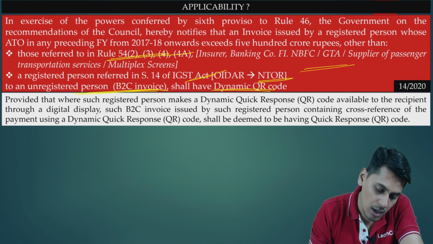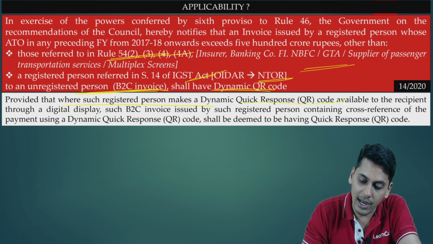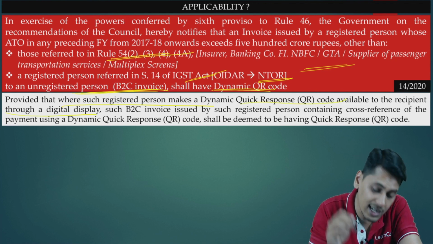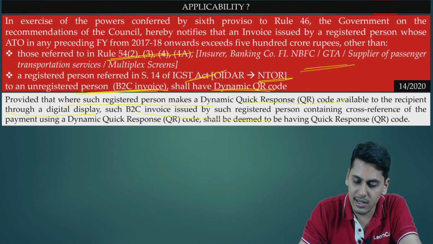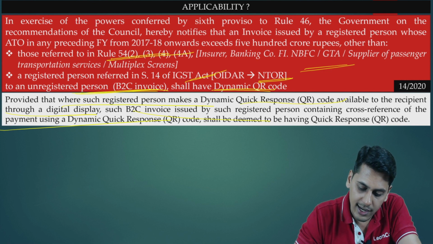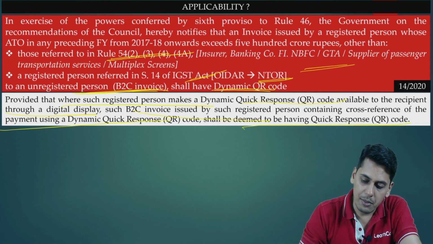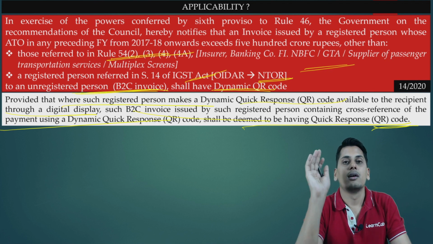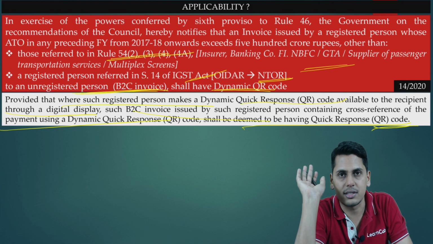Please read the proviso. Provided that where such registered person makes a dynamic QR code available to the recipient through a digital display, such B2C invoice issued by the registered person containing the cross reference of payment using a dynamic QR code shall be deemed to have a quick response code. So friends, I am sure you are clear with this. What is the purpose? The purpose is to arrest last mile transactions.